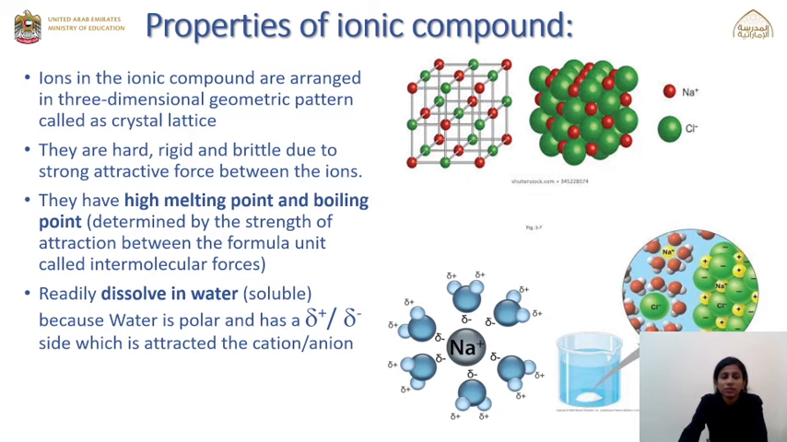Properties of ionic compounds. An ionic compound contains ions, and these are arranged in a 3-dimensional geometric pattern, and that geometric pattern is called the crystal lattice. They are hard, rigid, and brittle, and the reason for this is the strong inter and intramolecular forces existing between the ions, which are purely electrostatic. And because of the high strength, they have a high melting point and boiling point.